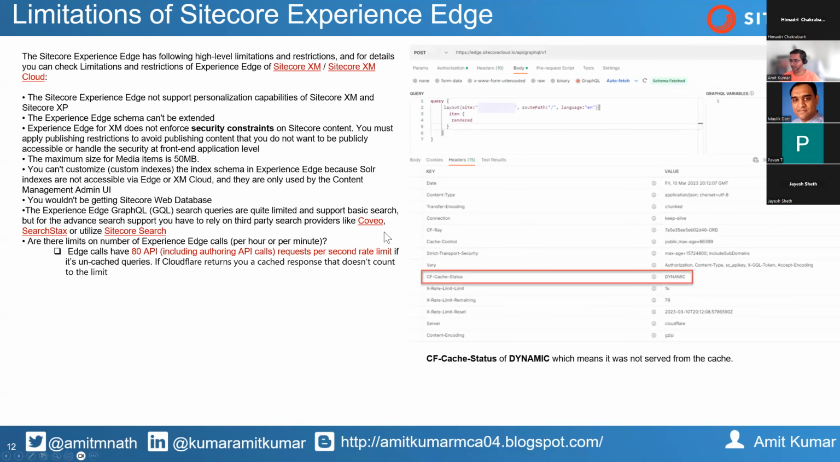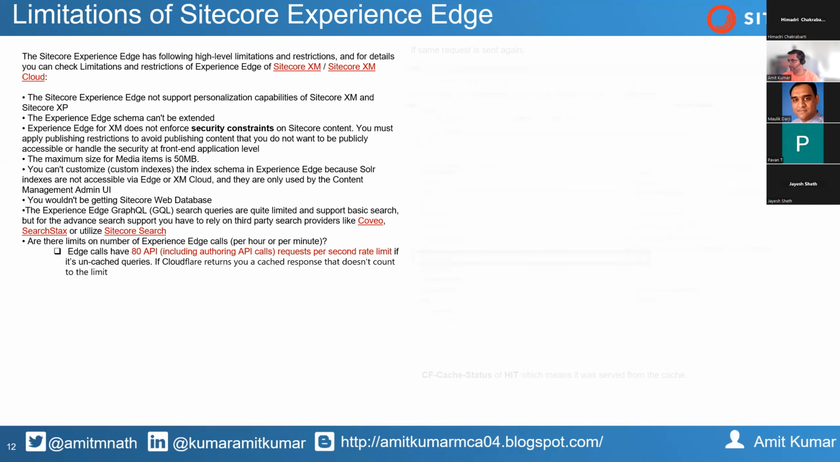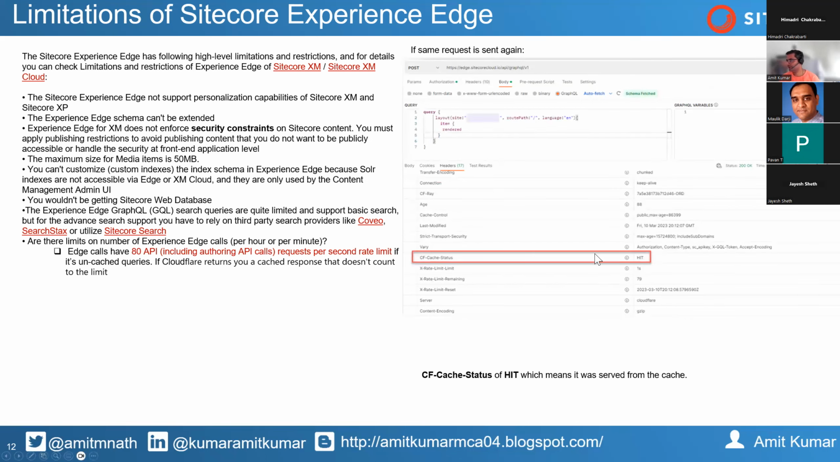If you look at this screenshot, there is a CF cache status. Dynamic means it is served directly from the Experience Edge and was not cached. If it is cached, it will show you a hit in your call. Those things you also need to take care of. And also, there is an X rate limit remaining header. If you make one direct call to the Experience Edge, it decreases by one.